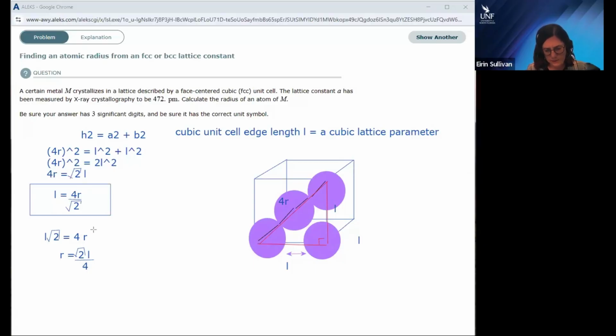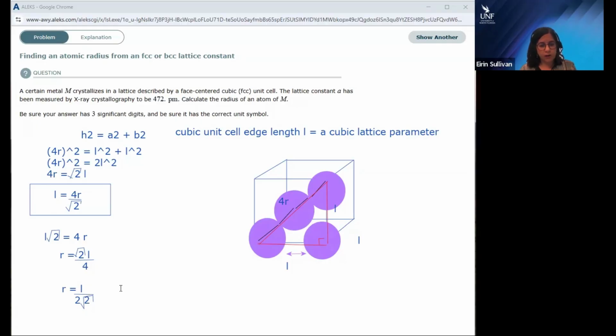Was I trying to get it in terms of L? So R is going to be L times root 2 over 4, which is going to simplify to just 2 root 2, I believe. So I can go ahead and say R equals L over 2 root 2. Either one is fine, honestly, they're both going to work. It's the same number, it's like 2.8 something.